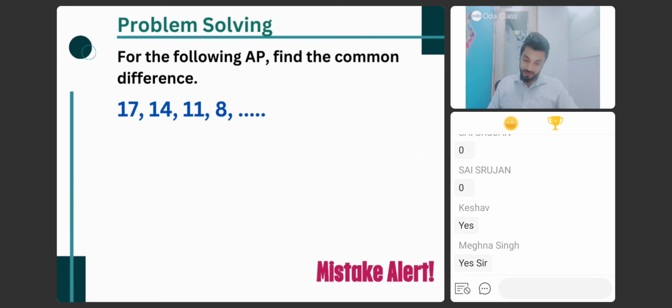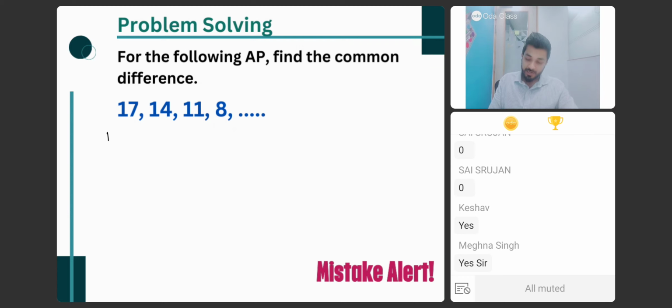All right. So look at this question. For the following AP, arithmetic progression, AP is the short form of arithmetic progression. So mostly we will use AP because writing it is very easy. Okay, find the common difference. So we have to find the common difference. 17, 14, 11, 8.